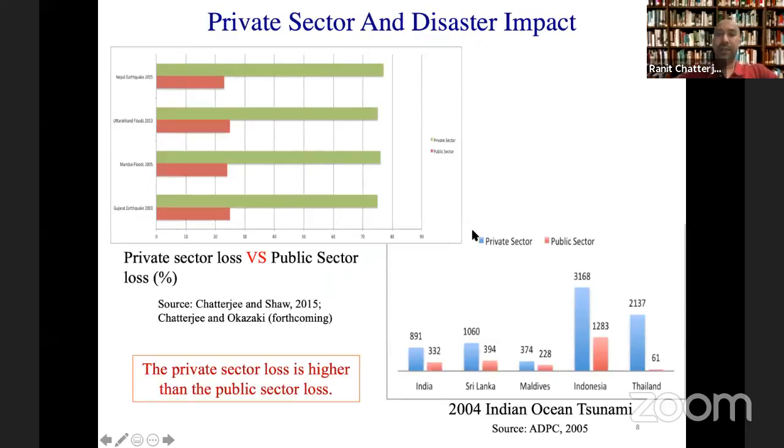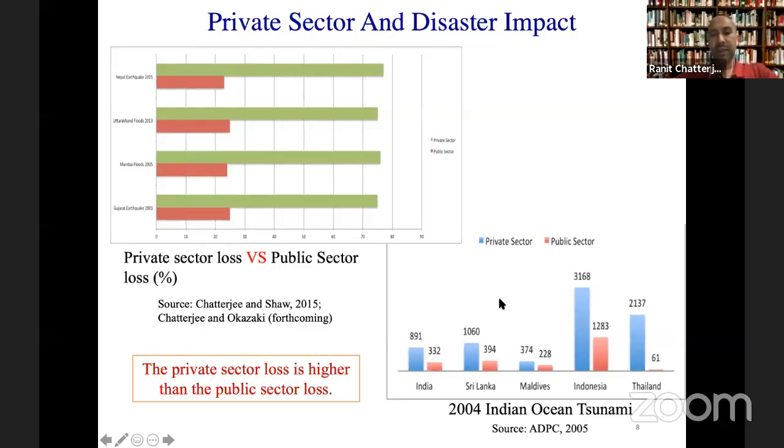How does the private sector fare in case of a disaster? And these are from past disasters that have been there. So if I look at the Gujarat earthquake of 2001, the private sector, you can see, has been bearing almost, this is in percentage, 75% or more of the losses in comparison to the public sector. Or if I talk about the Mumbai floods, again, it is around 75%. Uttarakhand floods, again, around 74% possibly. Nepal earthquake, it's again around 75 to 76%.